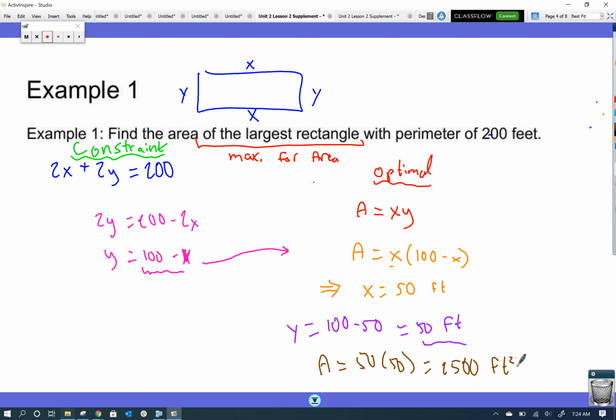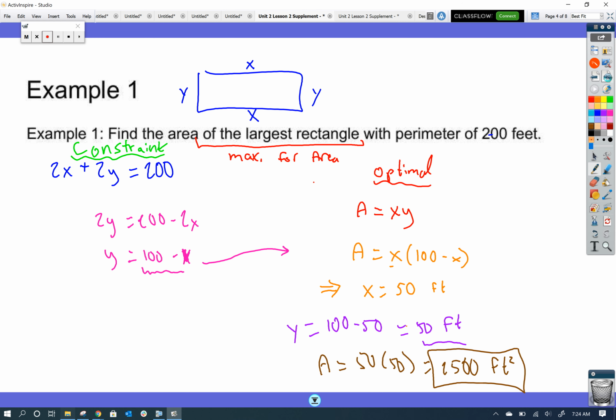Why is it feet squared? Because we have x times y, which is feet times feet, and anything times itself is squared. That's why we call it feet squared, folks. All right, boom, we got 2,500 square feet. Very nice, our first optimization problem. Let's look at another one.